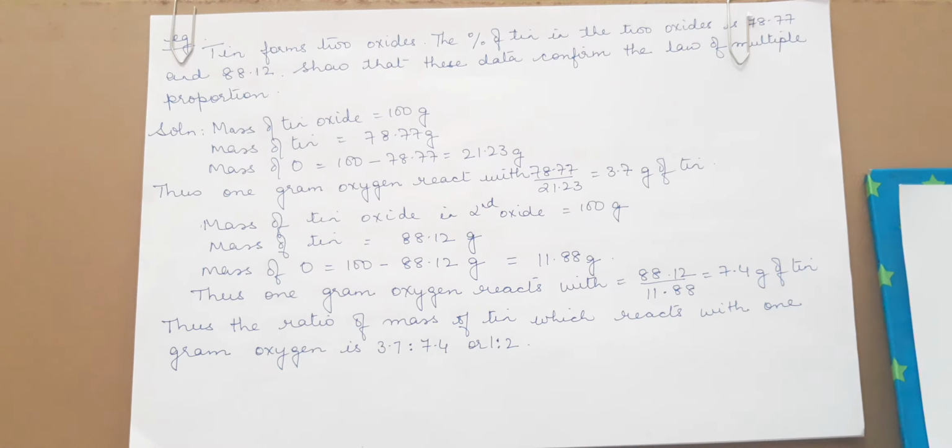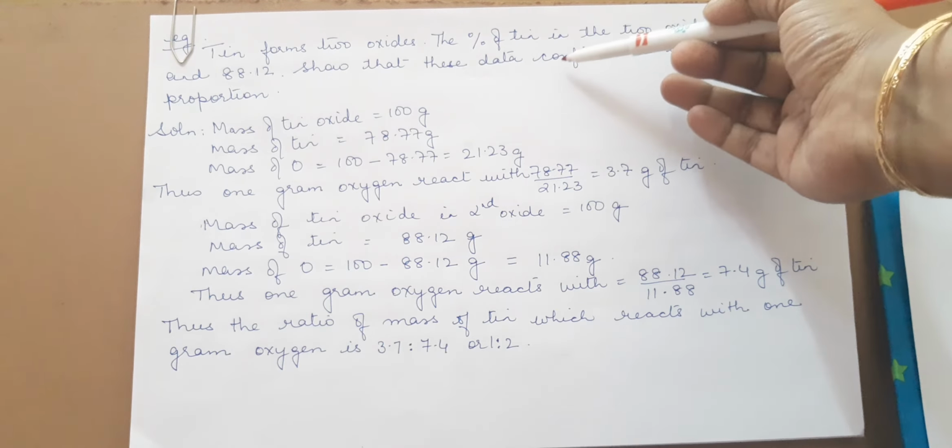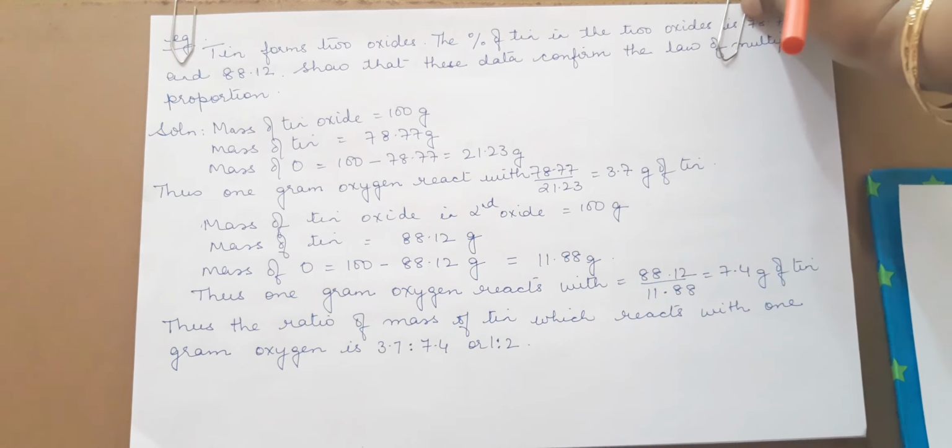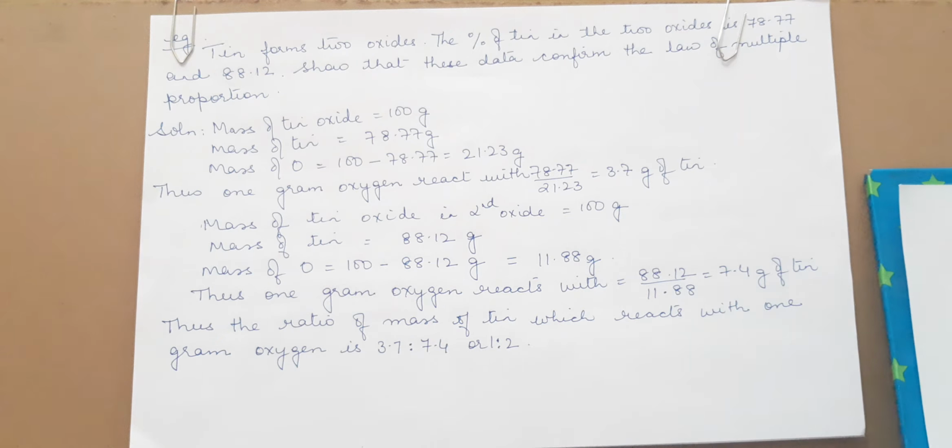The first numerical which I've solved over here: tin forms 2 oxides. The percentage of tin in the 2 oxides is 78.77 and 88.12.